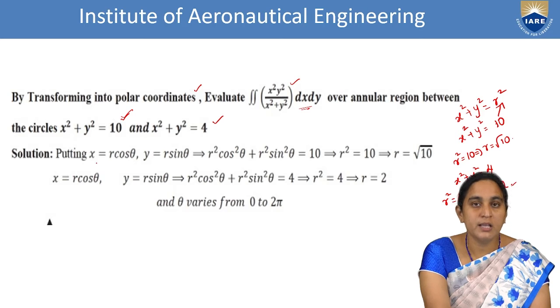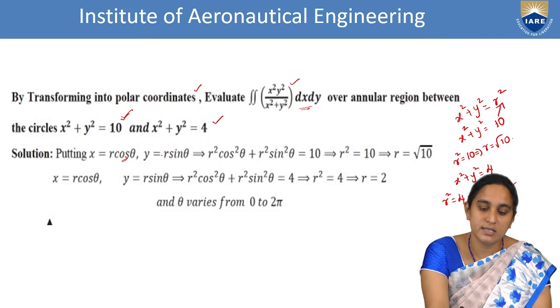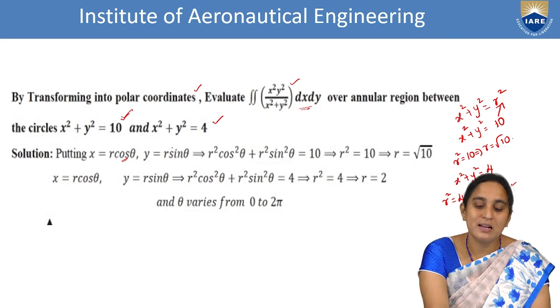Okay, if we are converting Cartesian to polar coordinates, some conditions are there. What are the conditions here? Here x is equal to r cos theta. And what is r here? Radius. And cos theta, that is the angle. And next, I'll convert in terms of the parametric equation form. That is y is equal to r sin theta. r is the radius and theta is the angle.